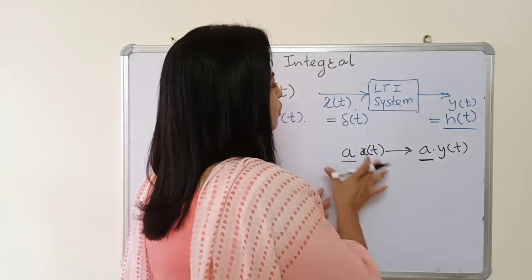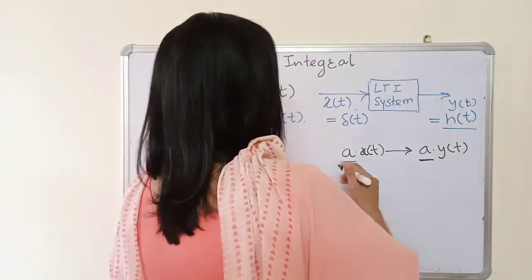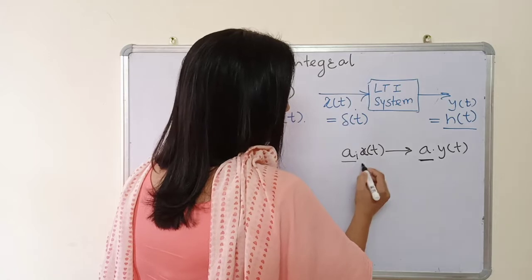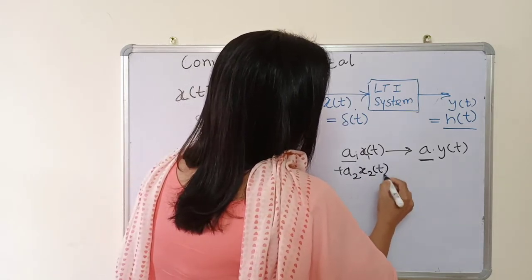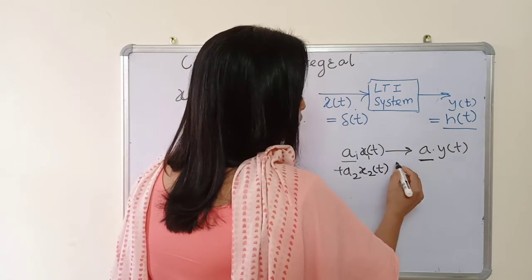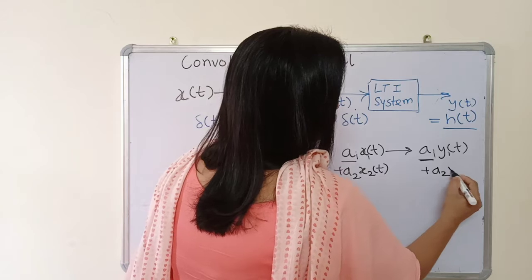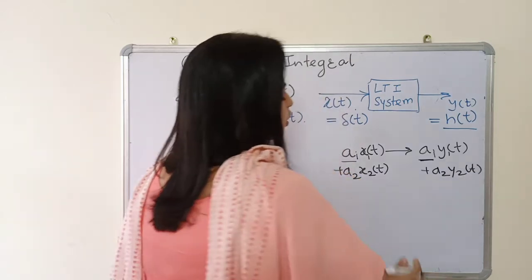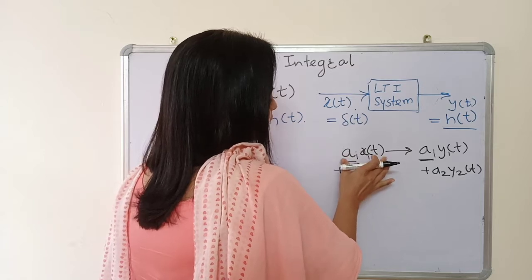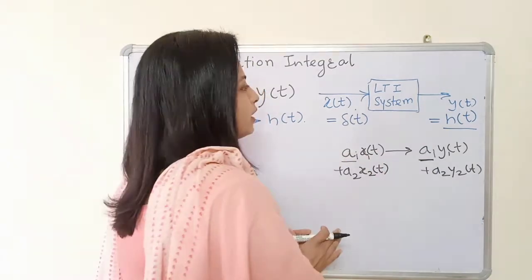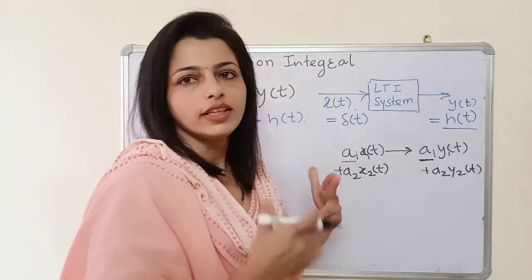And what is the additivity property? If we give the system an input like a1 x1 of t plus a2 x2 of t, then the system as a whole produces a1 y1 of t plus a2 y2 of t. So this system follows both the homogeneity and additivity properties, so we can call it a linear system.